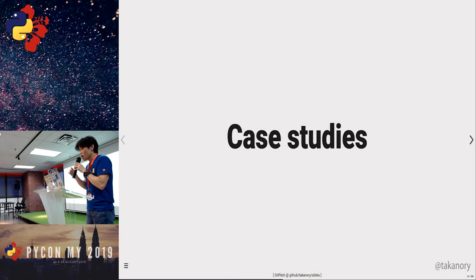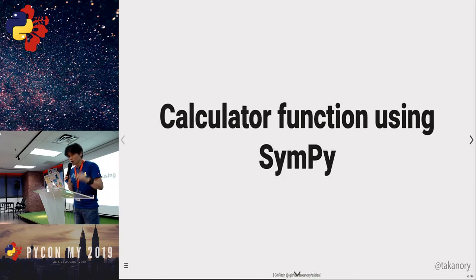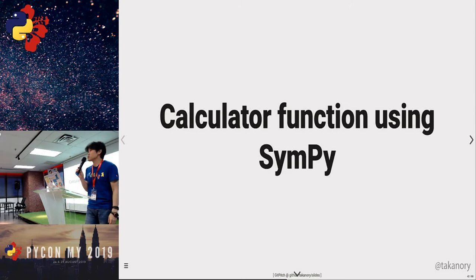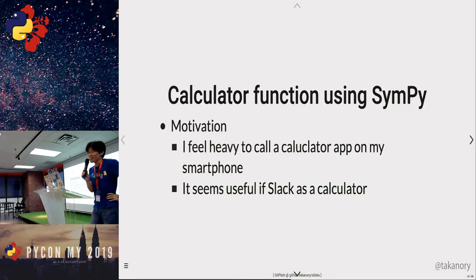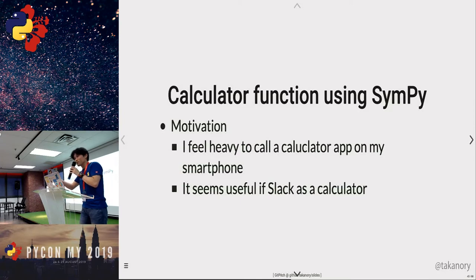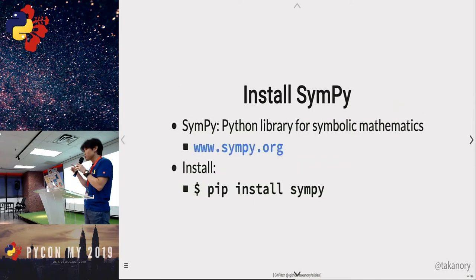Next, I will show some case studies combining Python libraries and APIs for my boring stuff. First, calculating a formula using SymPy. Motivation: I feel it is heavy to open a calculator application on my phone, with menus and scrolling. It seems useful if Slack has a calculator. Okay, I use SymPy.